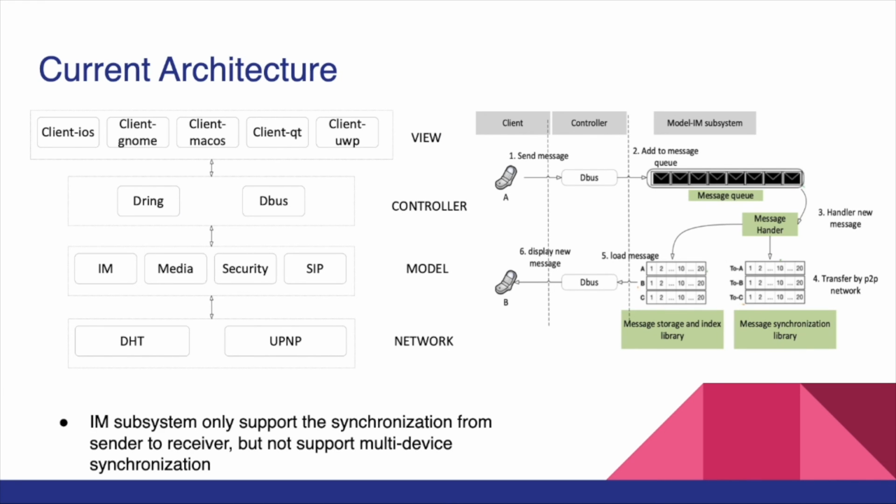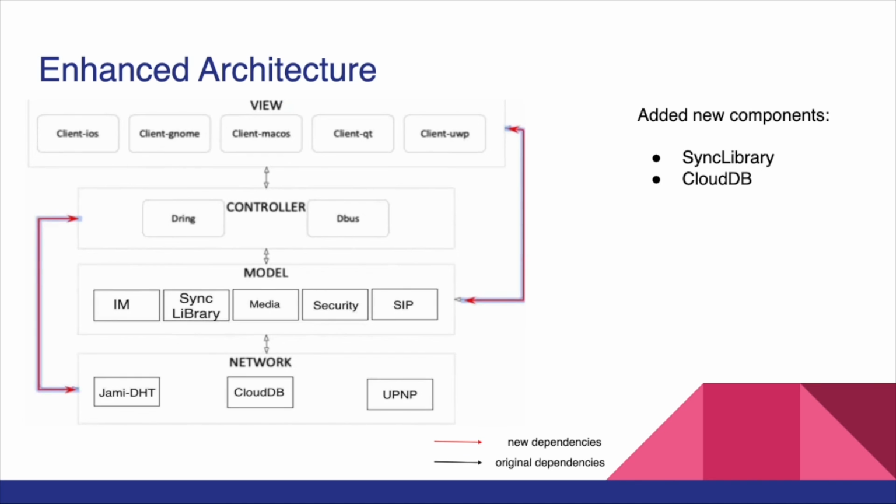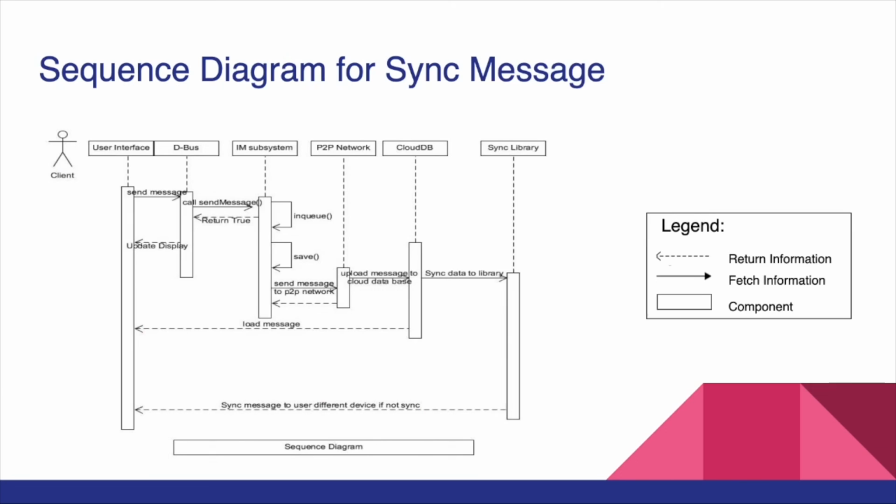This is what the current architecture looks like. And now we added a synchronization library in the model module and a cloud database in the network module. Now let's take a look at the sequence diagram for message synchronization.